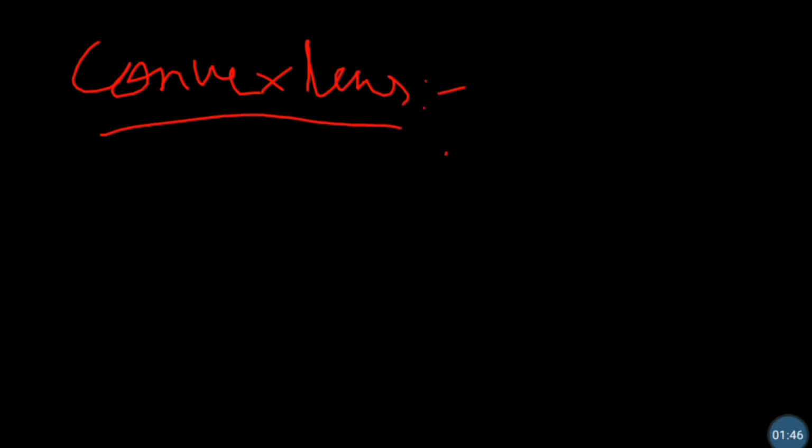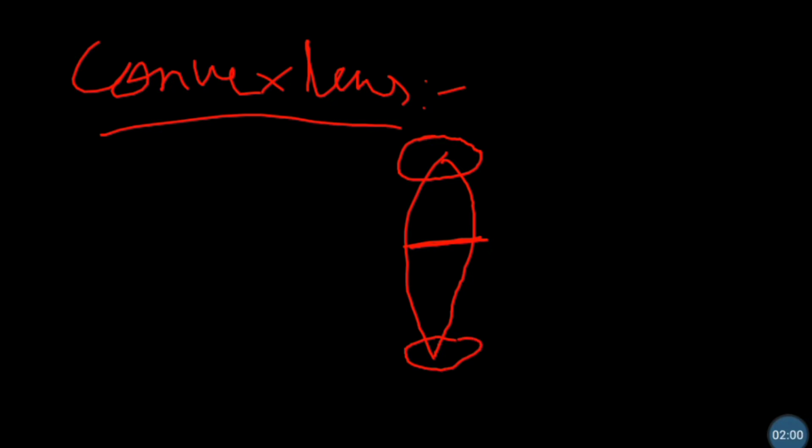What is a convex lens? A lens which is thicker at the center, at the middle, while thinner at the edges, is known as a convex lens. A convex lens is also a piece of transparent glass with spherical surfaces, but it is thicker at the middle, at the center, while thinner at the edges.